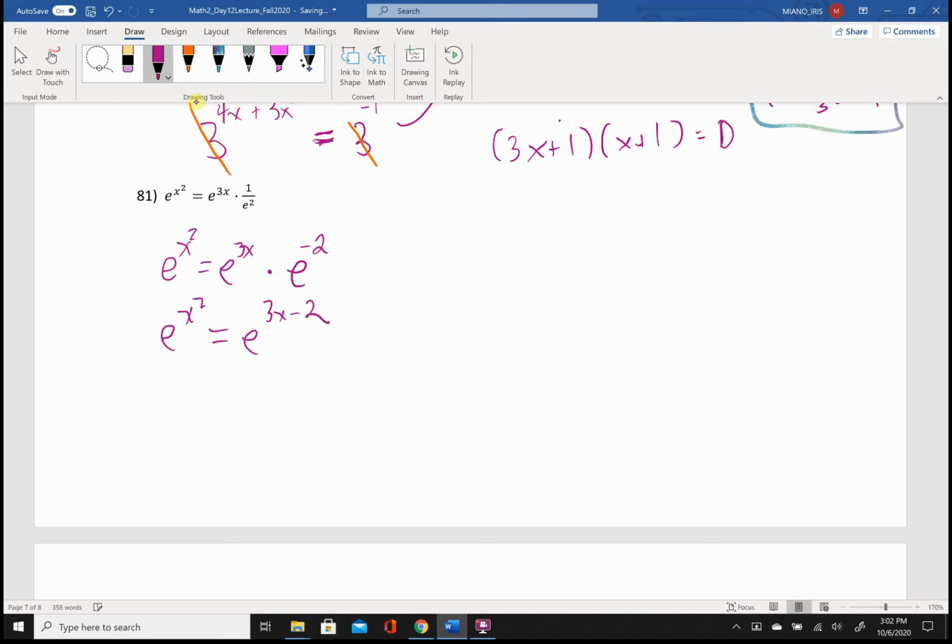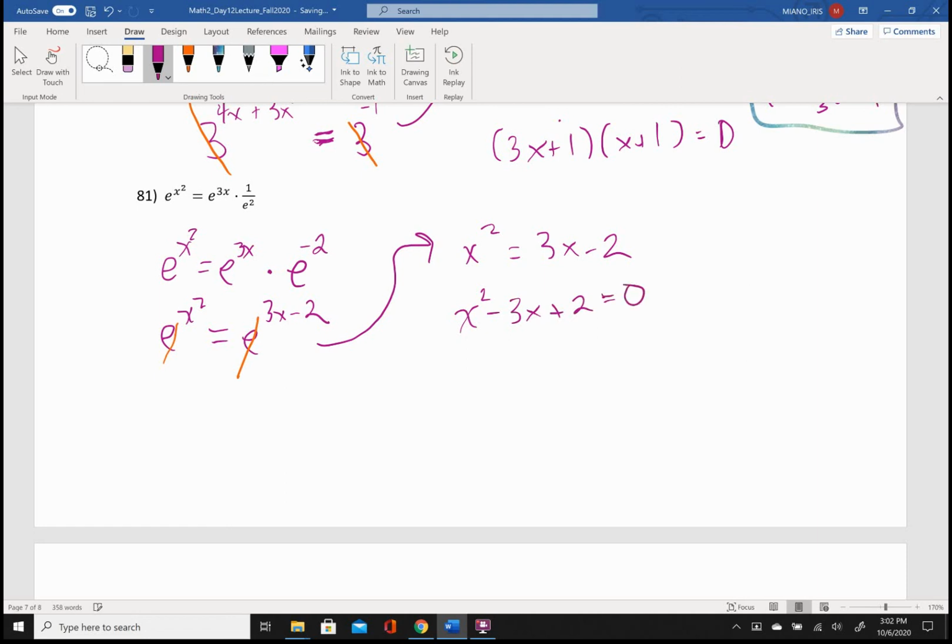Okay, now on either side of the equation we have exponential expressions equal to each other with the same base. Go ahead and cross out those e's and set the exponents equal to each other, and we'll get x squared equals 3x minus 2. Put everything on one side, it'll be x squared minus 3x plus 2.